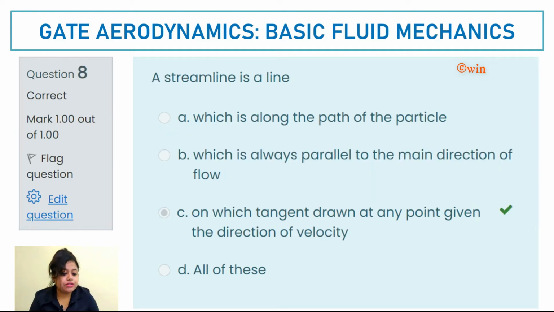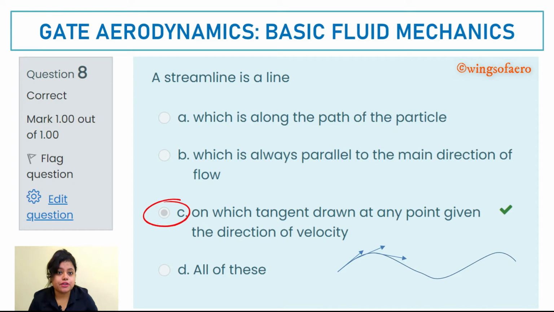Okay. So, moving to the next question: a streamline is a line, and we have a couple of options with some definitions. So, always remember the streamline is a line on which a tangent can be drawn at a given point, and that represents the direction of the velocity at that point. Streamlines do not coincide with each other, and each has a well-defined path. So, as you can see displayed on your screen, option C is the right answer.